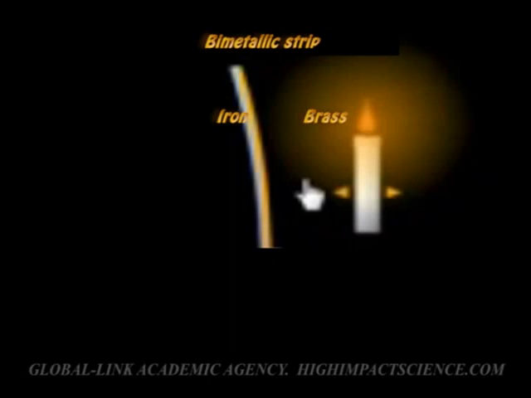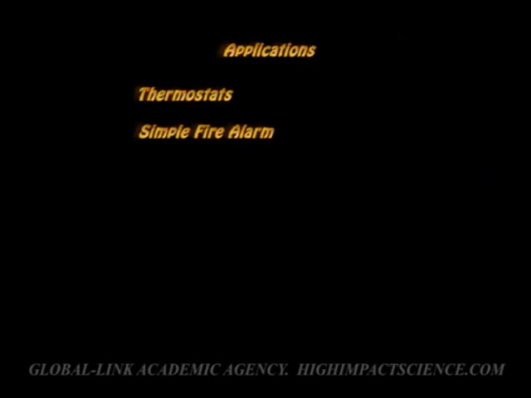On cooling, however, the brass contracts more than the iron. It therefore becomes shorter than the iron and thus ends up being on the inner side of the curve. Bimetallic strips have several applications, such as in thermostats and a simple fire alarm. Thermostats are used to control the temperature of electric irons, cookers and fridges, and also in maintaining a steady temperature in a room.